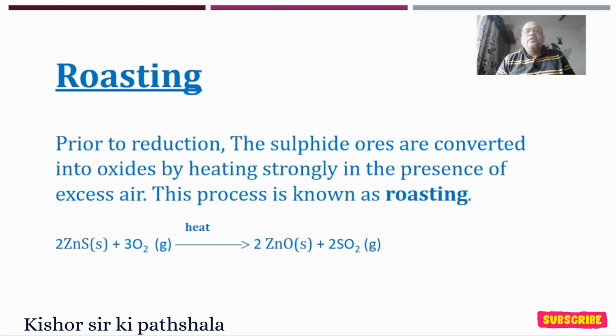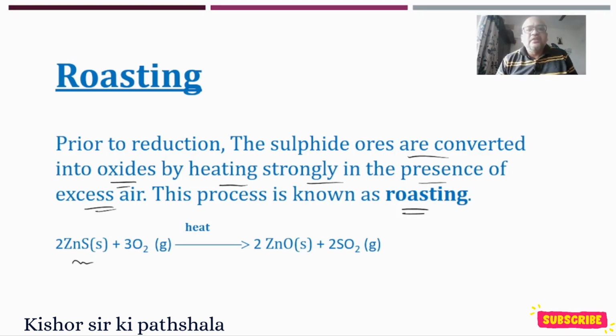Prior to reduction, the sulfide ores are converted into oxide, right? How? By heating strongly in the presence of excess of air. So we are heating it in the presence of air, right? This process is known as roasting. Roasting is nothing but converting the sulfide ore into oxide.